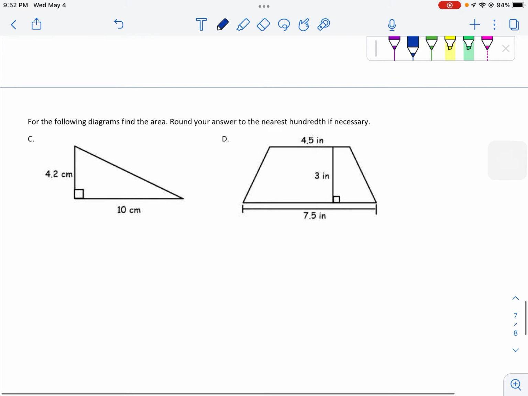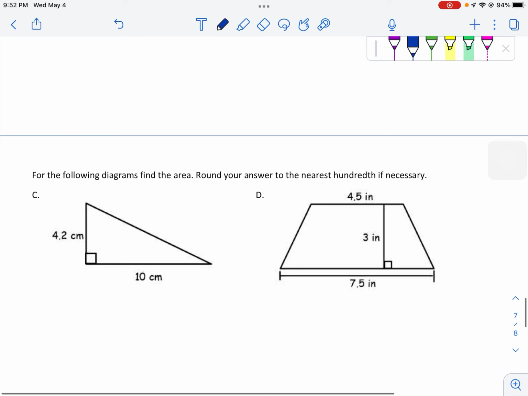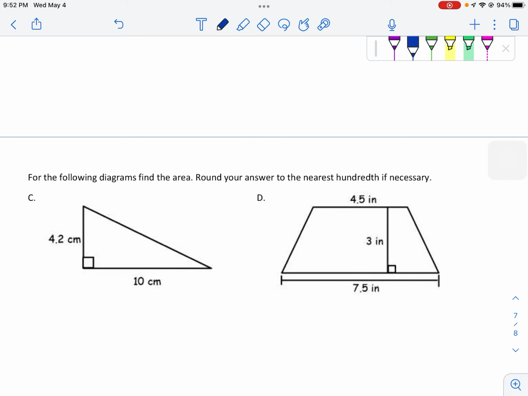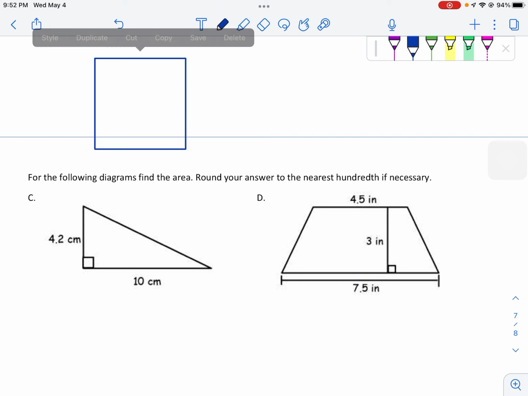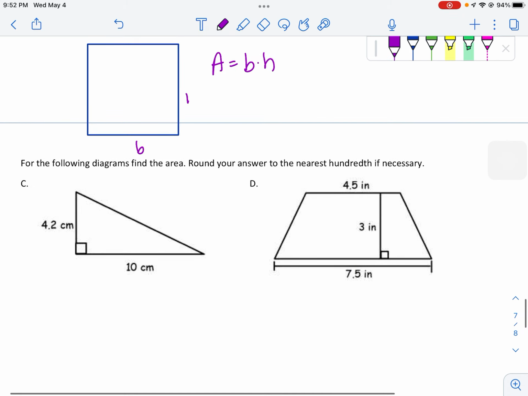So I first have a triangle for you. The area formula for a triangle, remember we introduced this: if you have a square or a rectangle, you know that the area for that shape is base times height. Then you take that shape and cut it in half, and you can see how you have a triangle made there. And that shape is half of the square.